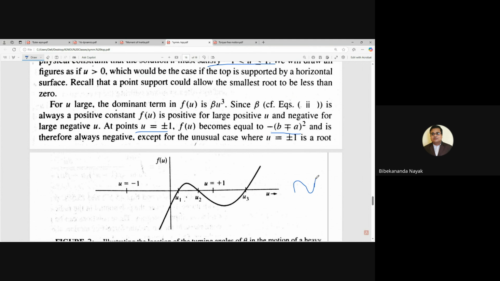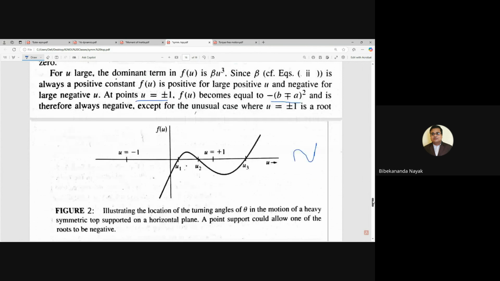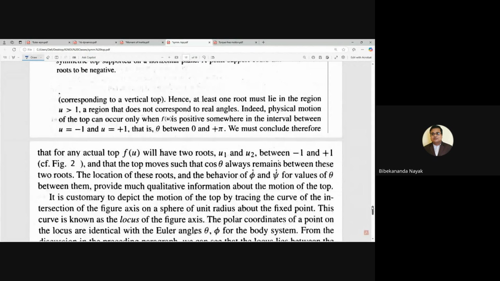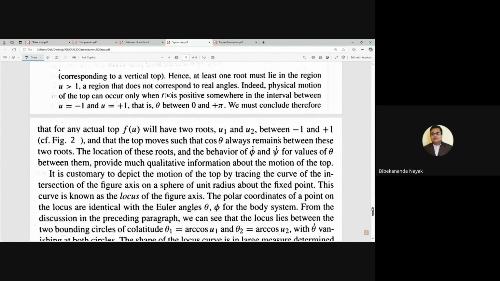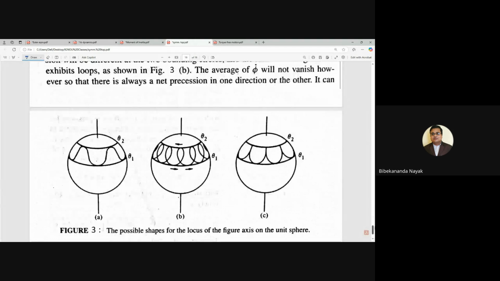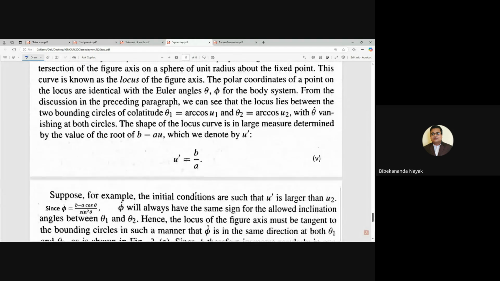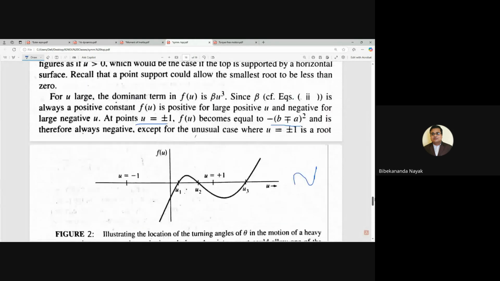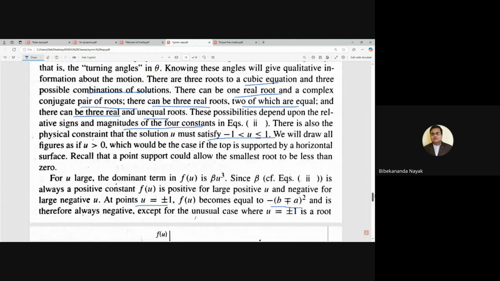Let's go neatly. These are the given roots, and the top moves such that cos theta always remains between these two roots. The location of these roots and the behavior of phi dot and psi dot for theta provide much qualitative information about the motion of the top. These are the details if you want to study this. The actual motion is given here. You have to derive this and give this completely.